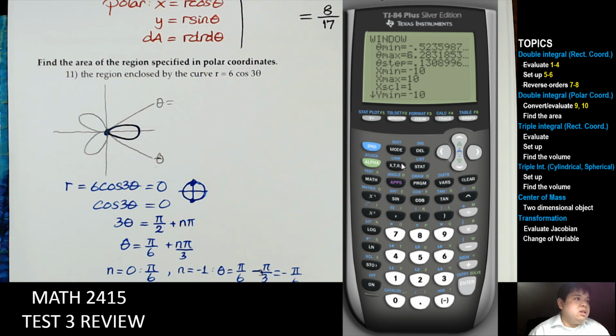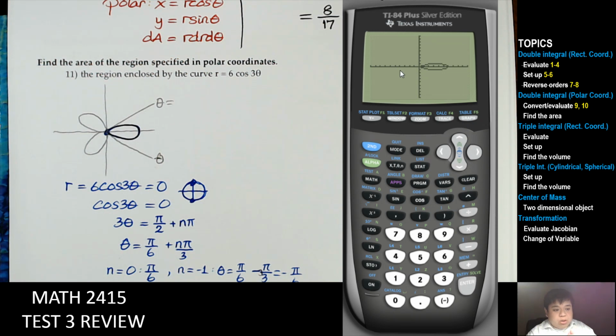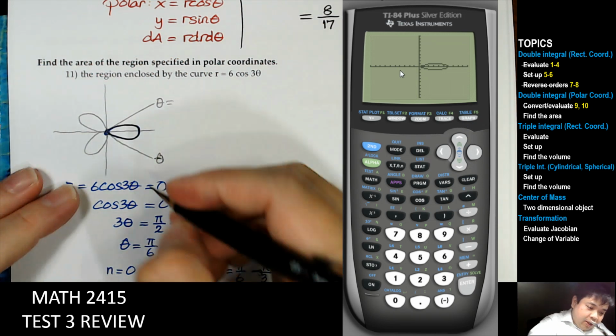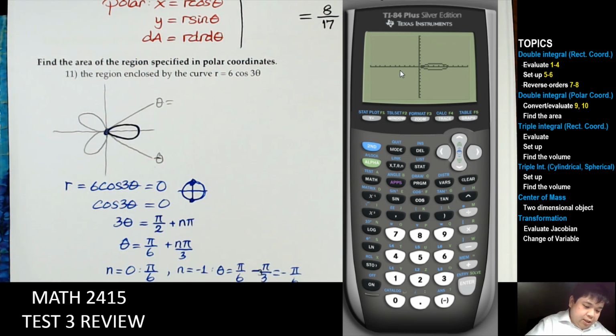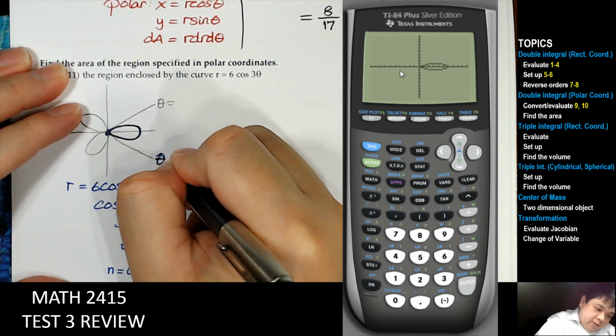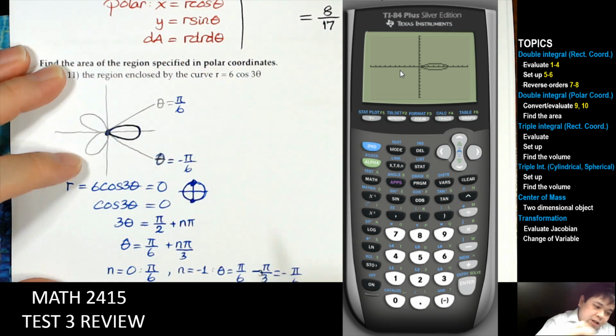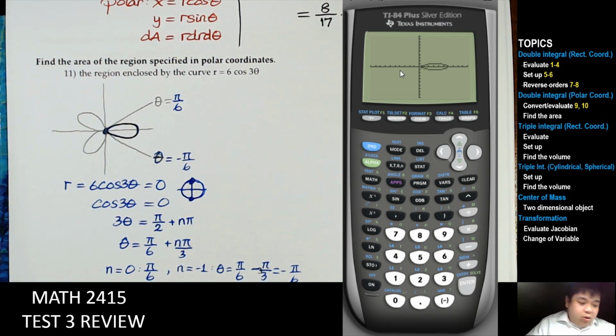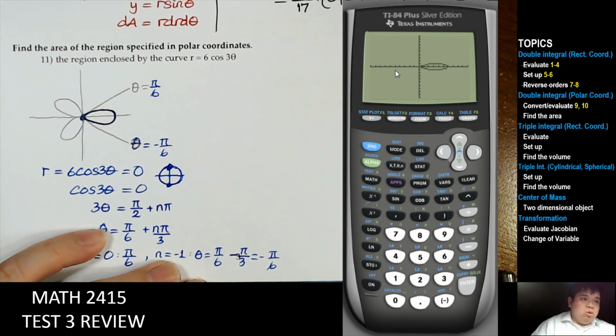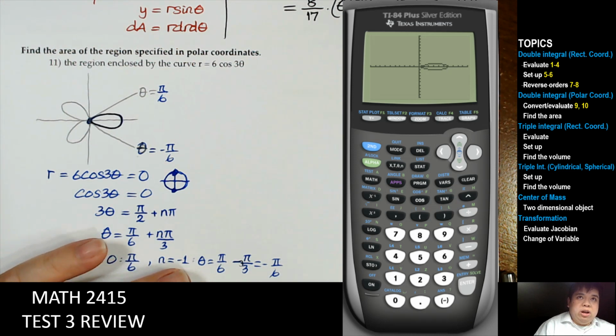And then pi over 6 to make sure that we have the right limits graph, and we see the first pattern, which is good. So it goes from theta from negative pi over 6 to pi over 6. Right. Now we set up the double integral to find the limit. We're done with the calculator, by the way.